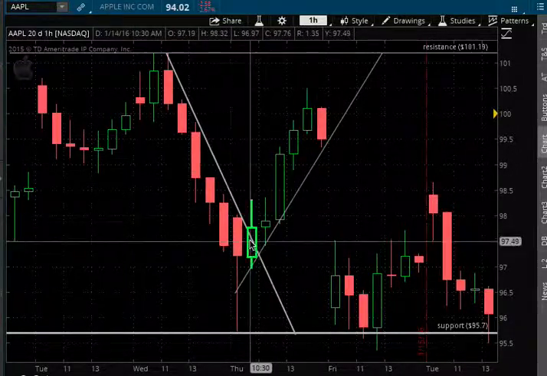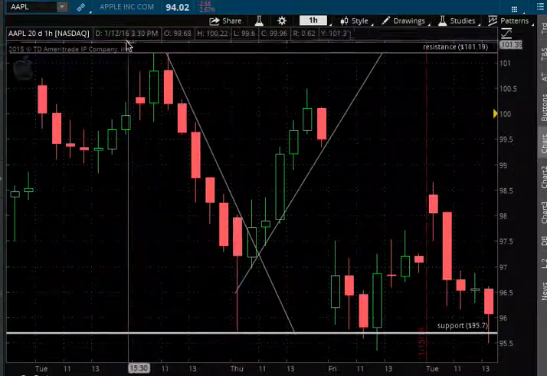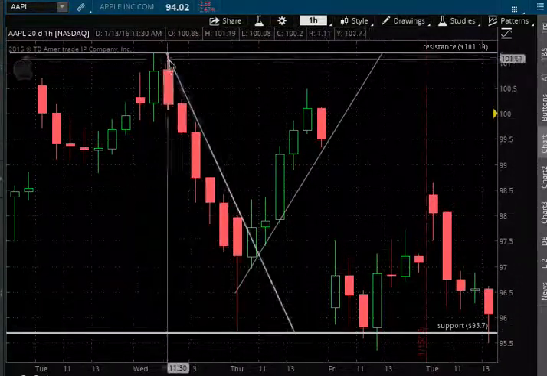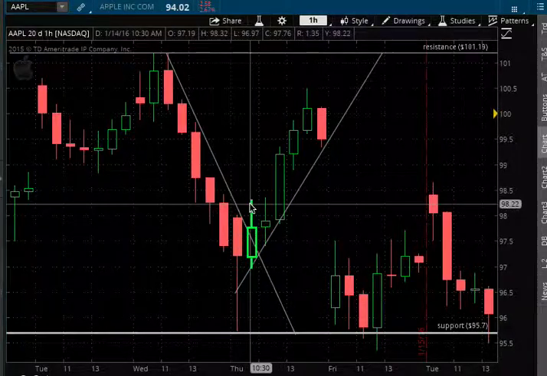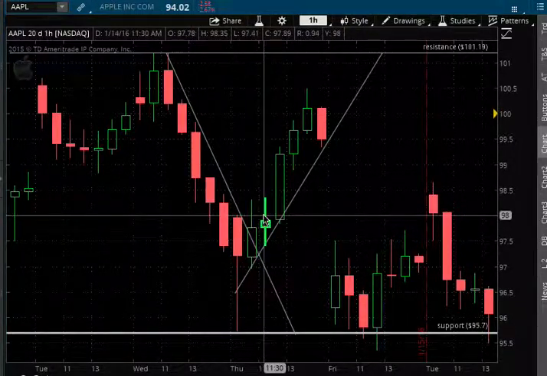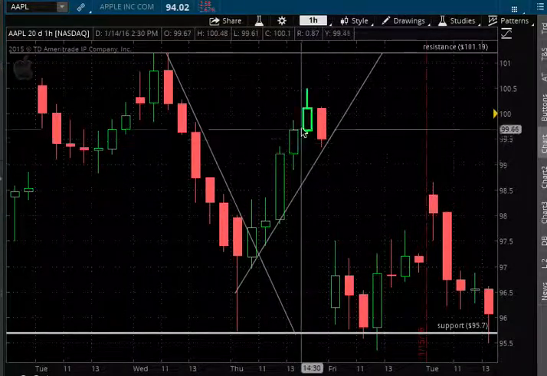So in one day's time, just using trend line, support, and resistance, as soon as we broke this trend line and you decided, hey, I'm going to go long, let's say you got in around $98, you can hold from $98 to $100.